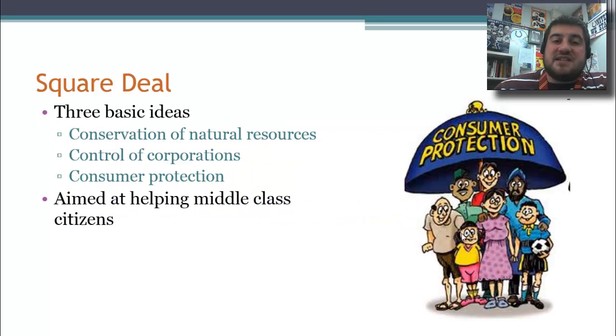Roosevelt becomes president and decides to put forth his Square Deal, which has three basic ideas. We're going to focus on the conservation of natural resources, the control of corporations, and consumer protection. And this aims at mostly helping the burgeoning middle class in America.